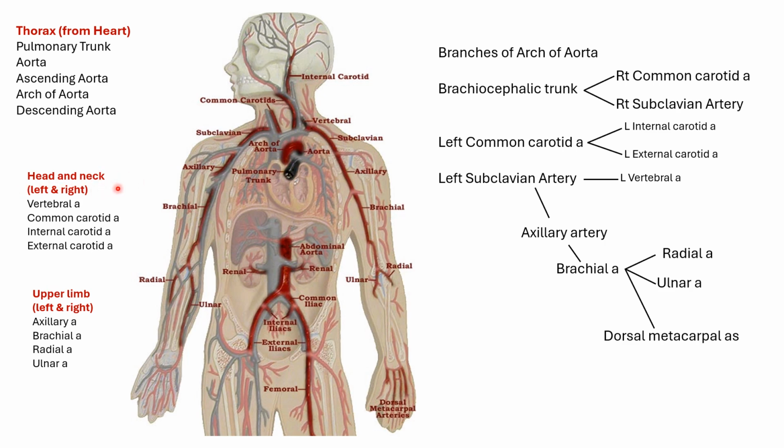So in the head and neck, we have to be able to find the vertebral artery, which comes from the subclavian artery, from the left subclavian artery on the left side, and from the right subclavian artery on the right side. Then we have to find the common carotid. The common carotid on the left side comes directly from the arch of aorta, whereas on the right side it is a branch of the brachiocephalic trunk. And then we have to identify the internal carotid and external carotid. The external carotid is not visible in this diagram.